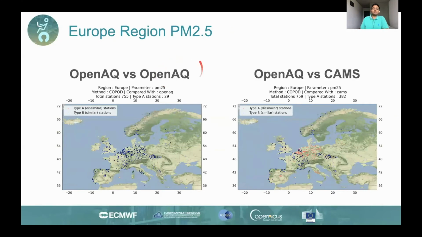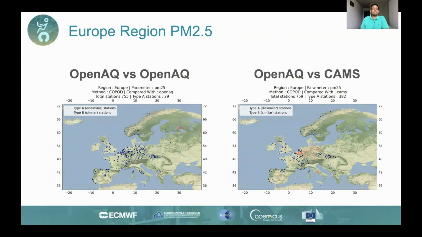Then when you summarize this over the entire time period for 52 weeks, we can make a regional map. Here we are considering the Europe region, and this is OpenAQ versus OpenAQ and OpenAQ versus CAMS. The parameter used again is PM 2.5 and the method used is COPOD. What we see is that of the total 755 stations, type A stations were only 29 when we compare OpenAQ versus OpenAQ, but they went up to 382 when we were comparing OpenAQ versus CAMS data.